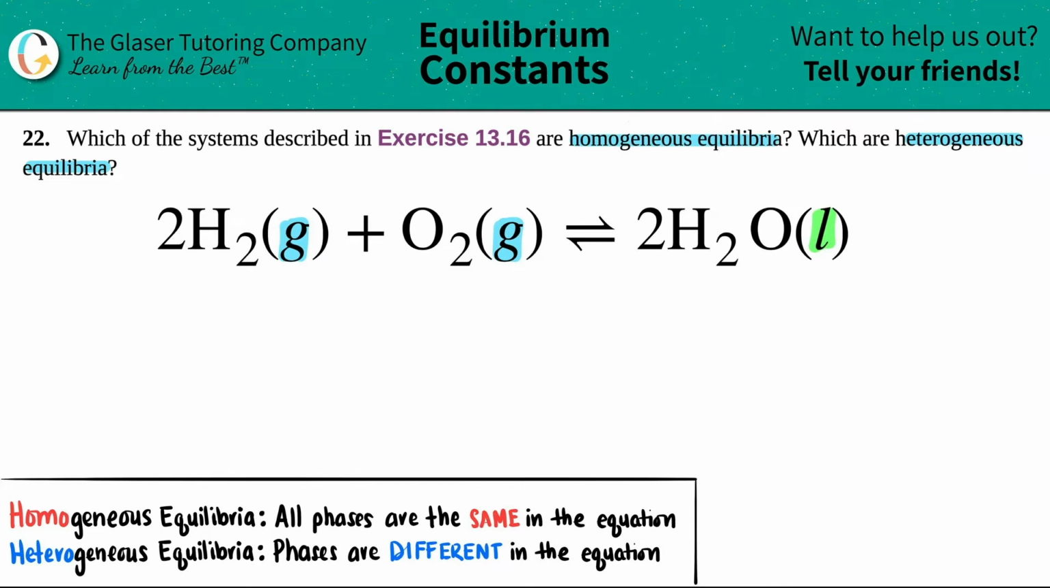What do you think? Gases are not the same as liquids. So I do see some differences. Since there's at least one difference, this would be a heterogeneous equilibrium. And that is your answer. So, there you go. Simple as that.